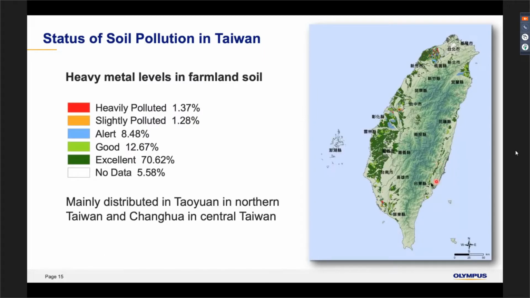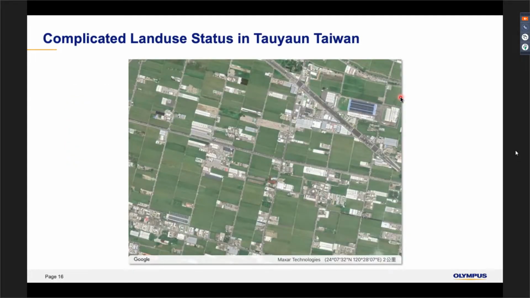Taiwan's soil pollution investigation has been conducted for more than 30 years. The location and the spatial distribution of the pollution has been very clear. They are in the Taoyuan area of northern Taiwan and in the Zhanghua area of central Taiwan. Their common feature is that the land use patterns in the inner range are very complicated. There are a lot of factories in the farmland, as you can see in the aerial photo.